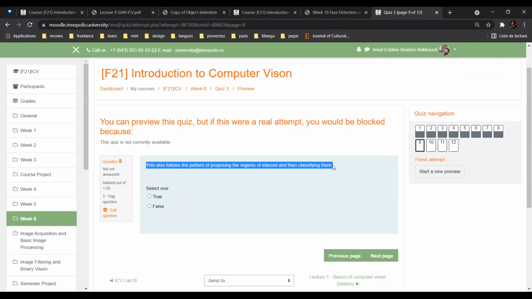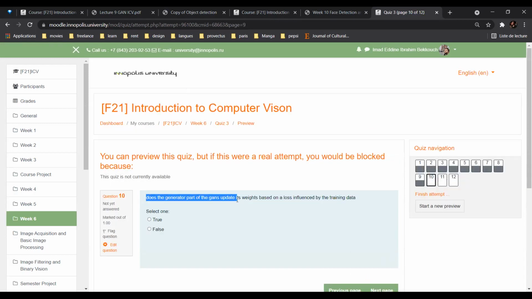YOLO also follows the same pattern of proposing the regions of interest and then classifying them. This was a very basic question. YOLO means you only look once, hence the rest of this answer is absurd, right? So false.